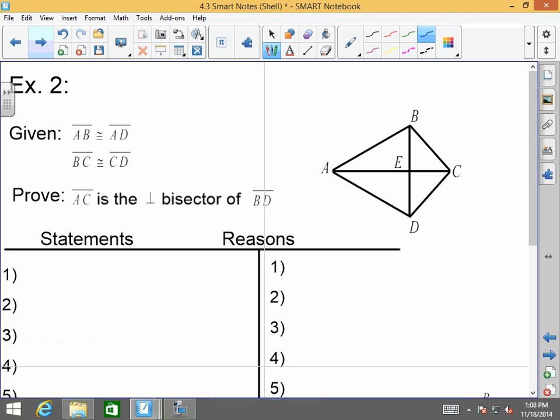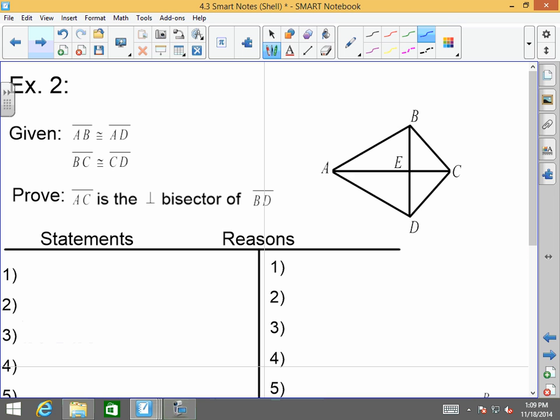All right, boys. Now, this is a good proof. Some of you are already solving it on your own, and that's awesome. They say that AB is congruent to AD. They say that BC is congruent to CD. And they want to prove that AC is the perpendicular bisector of BD.